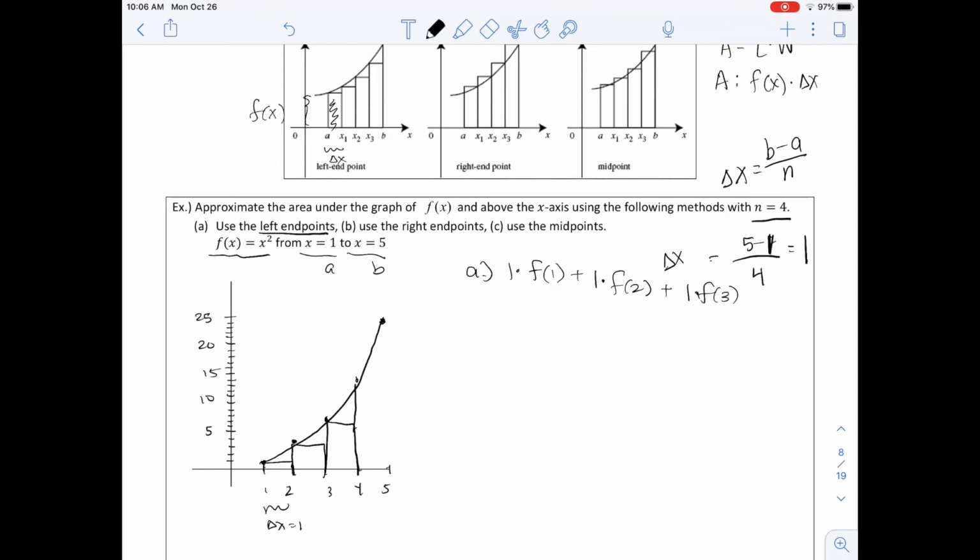And then my last rectangle is going to have height of f of 4, so plus 1, which is our width, times f of 4. And this just gives me all 4 of these rectangles, and then adding these all up, which is, again, 1 plus 1, 2 squared is 4, 3 squared is 9, 4 squared is 16, and then adding these all up and multiplying, and we end up with 30. So again, this is our left endpoint, and if you notice, all of these rectangles are smaller than the graph.